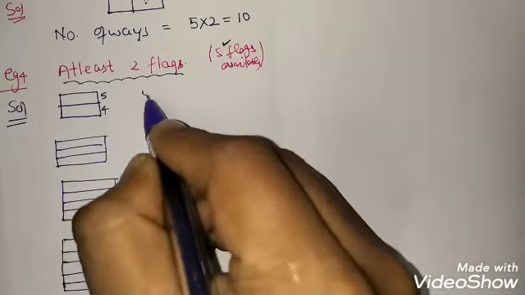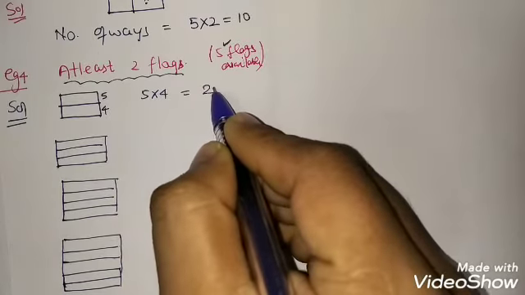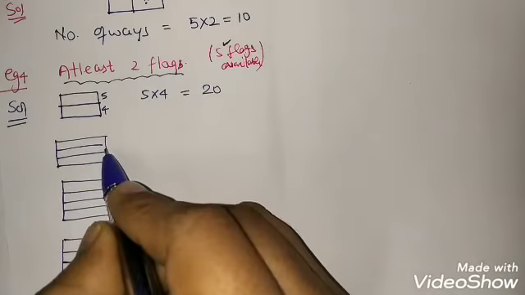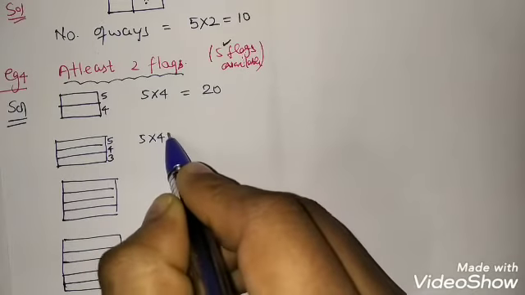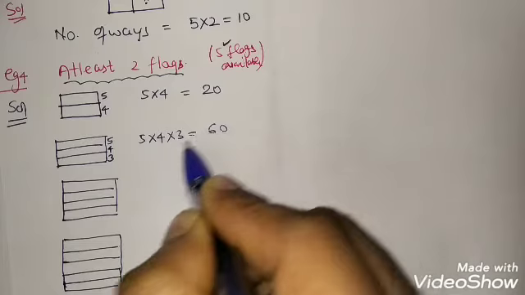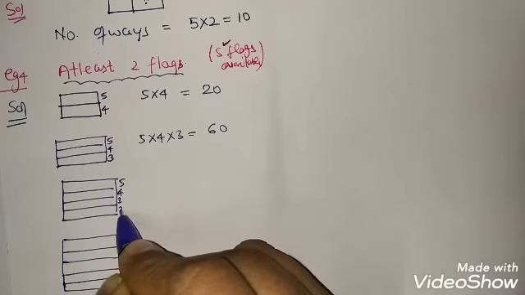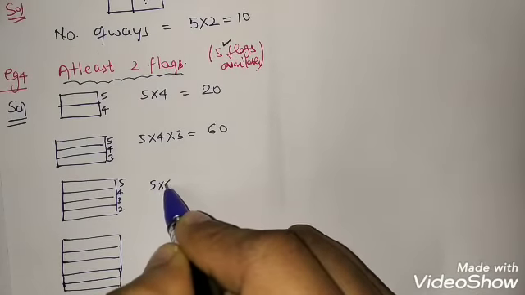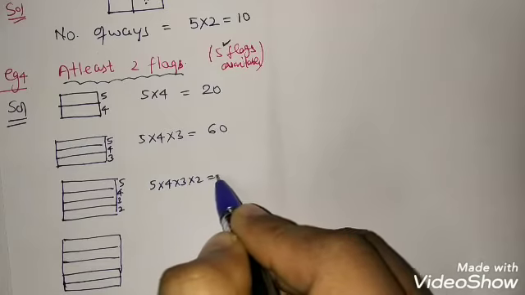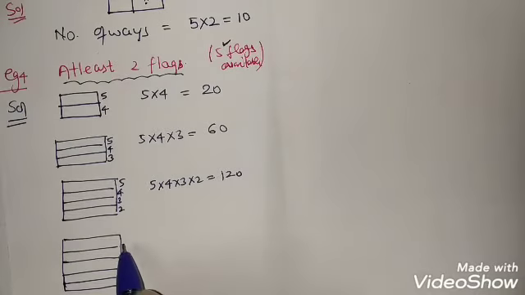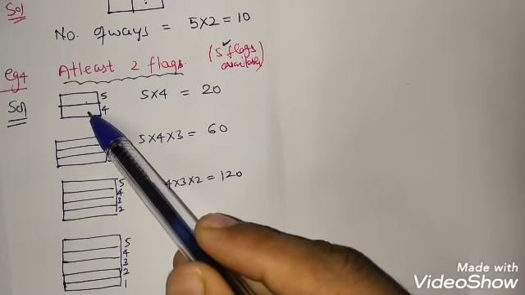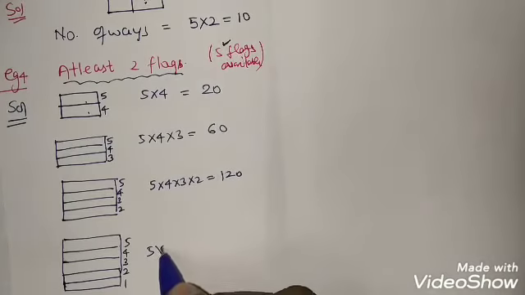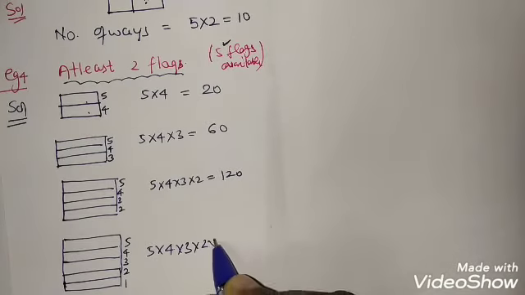So the number of ways for this is 5 into 4, which is equal to 20. The number of ways for this is 5 into 4 into 3, that is 60. This is 5 into 4 into 3 into 2, that is 120. For this it is 5, 4, 3, 2, 1. Why so? Because if I am using one flag over here, I cannot use that flag over here. So this is 5 into 4 into 3 into 2 into 1.